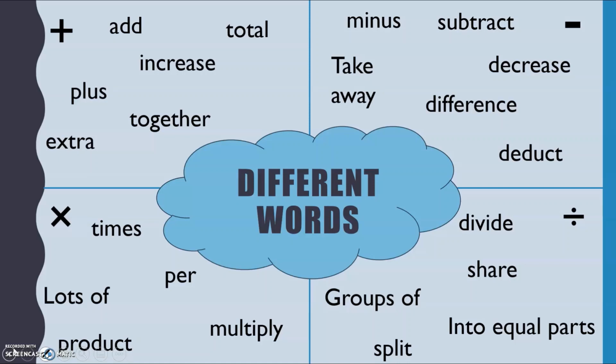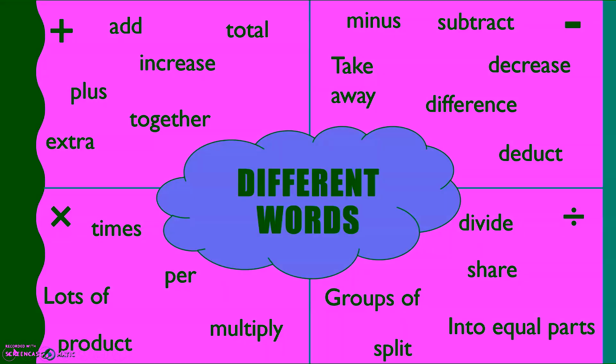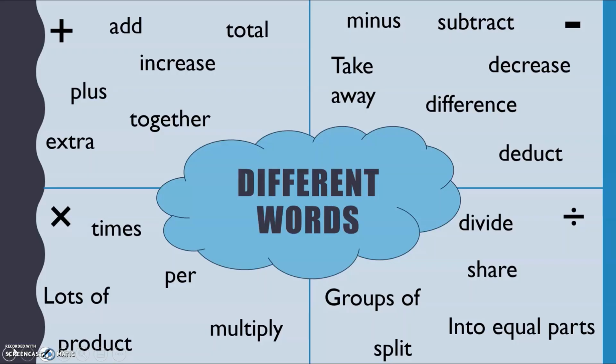The opposite to that then is subtract, so minus. The difference of two things means to take away. Deduct or decrease is another meaning for take away. For multiply, we've got times, pair, lots of, product, multiply. And for divide, we've got share, groups of, split into, share into equal parts. So this should give you a good idea. If you see one of these words, that's usually the operation that the question is wanting you to carry out.